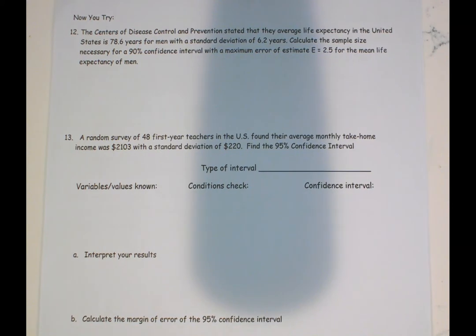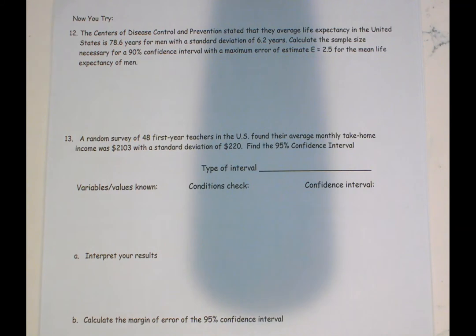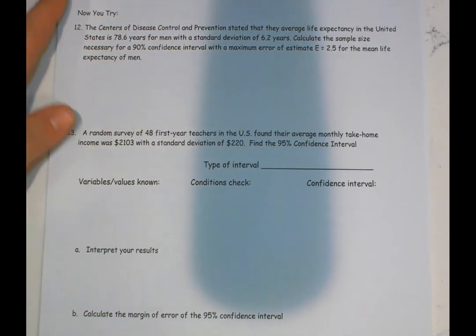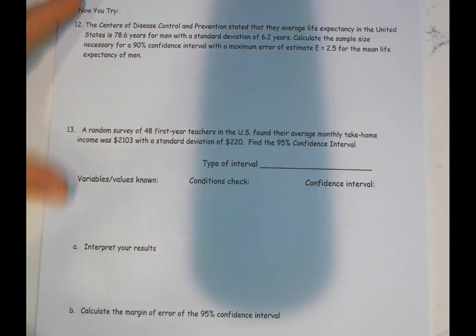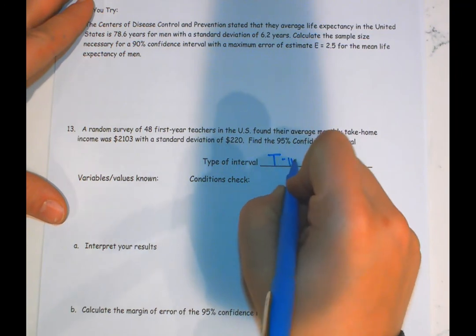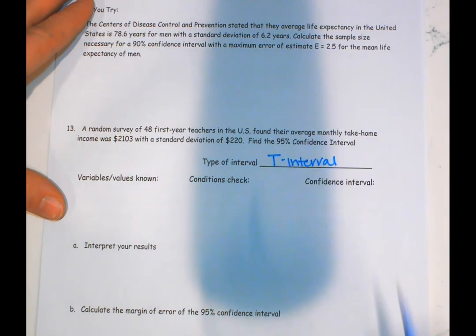Okay, so if we want to practice running a t-interval, we'll look at example number 13. It says a random survey of 48 first-year teachers in the U.S. found that their average monthly take-home income was $2,103 with a standard deviation of 220. Find the 95% confidence interval. So anytime we're given a mean and a standard deviation, that means we're running a t-interval.